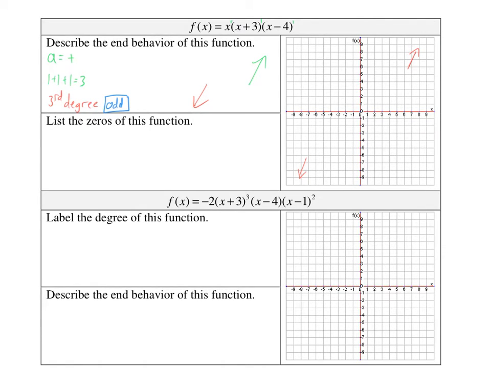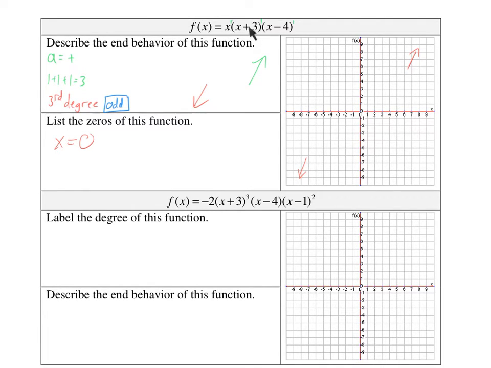So the next part of the question is, list the zeros of the function. I have the end behaviors, now I want the zeros. And the zeros deal with these numbers right here. So for the first 0, what would make x 0? Well, that would be 0, because that's really just x plus nothing. X is really x plus nothing. So my first 0 is going to be 0.